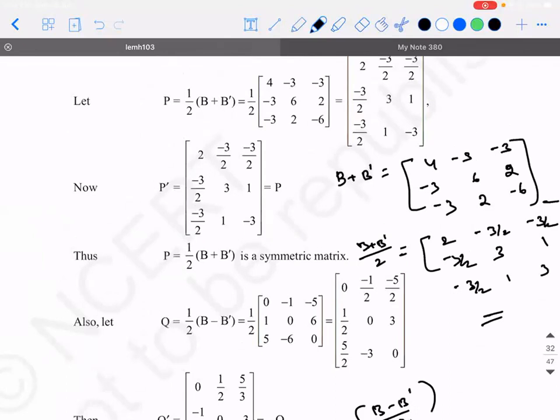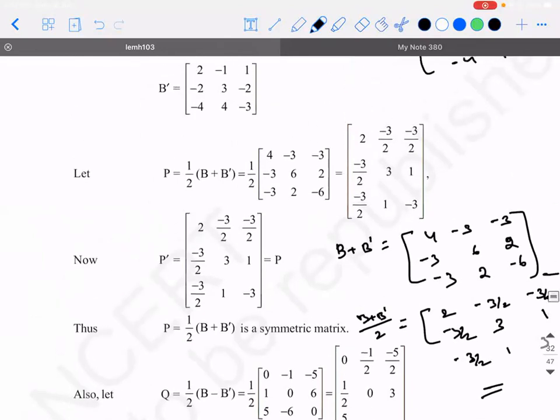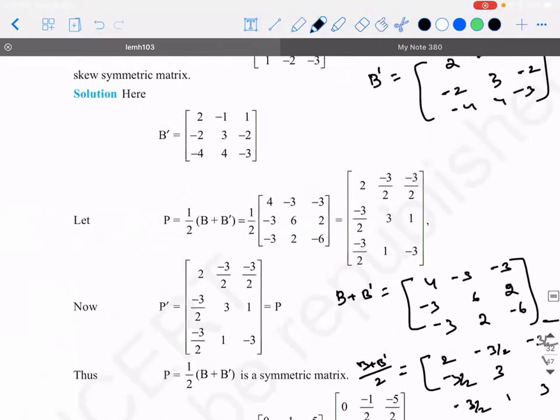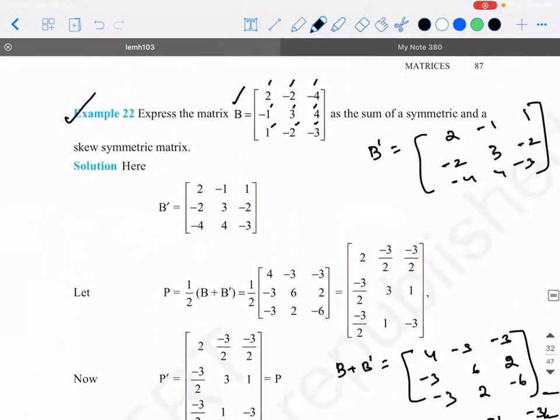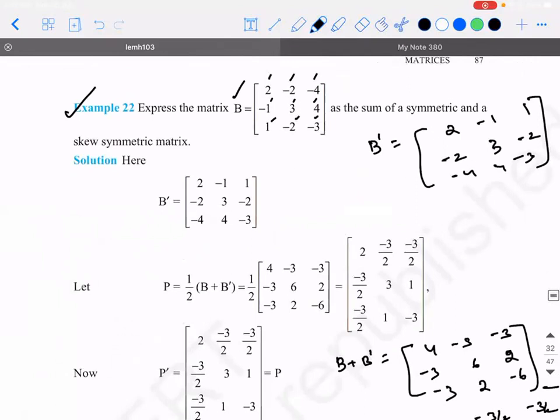So is it always necessary to find P dash and Q dash? I mean, you're saying we need to find it twice. Like we check P dash is equal to P to say it's symmetric, right? No. That is a mistake.